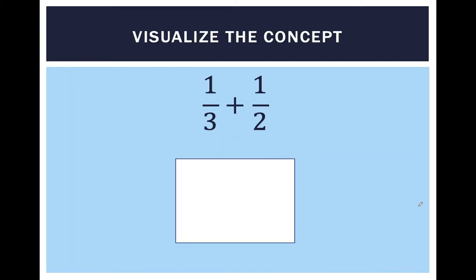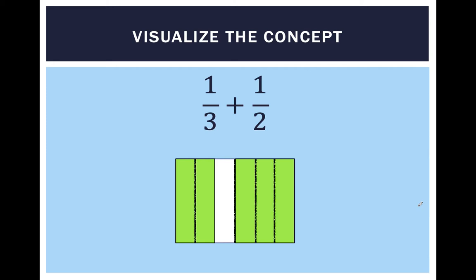Let's do a quick visual of adding fractions. If we take this rectangle and we take 1/3 of it and add 1/2 of it, we're trying to figure out what portion of that rectangle is now shaded. It's very hard to do that since all the pieces are different sizes. So we need to make sure that we break this rectangle up into equal pieces, and that is done by finding a common multiple of those denominators, 3 and 2.